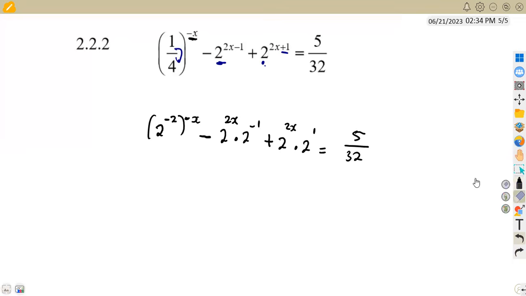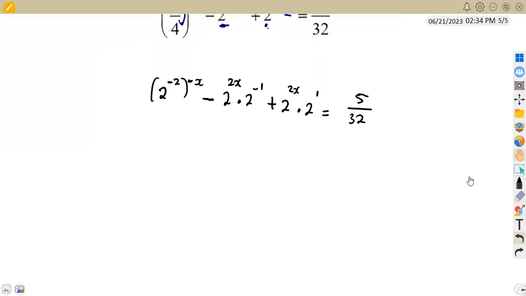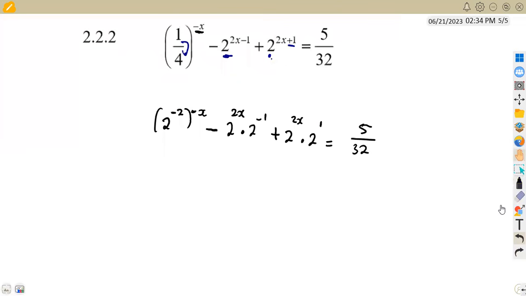So this is what we could have done. From this part, we can expand this way. Why exactly have this separated? I want you to see what's going to happen from this stage. Negative 2 and negative x can be multiplied together, and this gives us a positive 2. So we have 2 to the exponent of 2x, minus 2 to the exponent of 2x multiplied by 2 to the exponent of negative 1, of which 2 to the exponent of negative 1 is the same as 1 over 2.